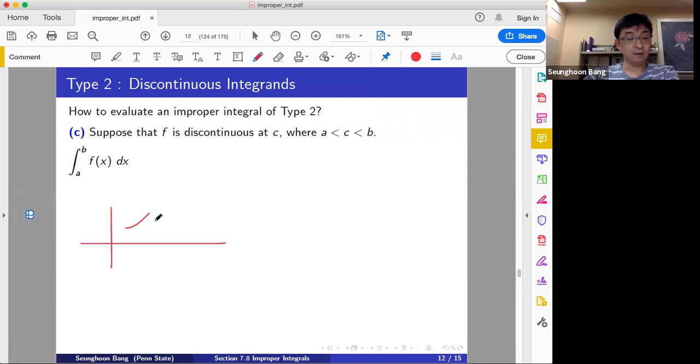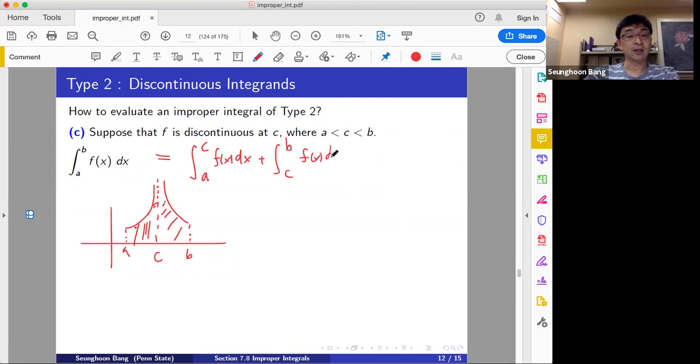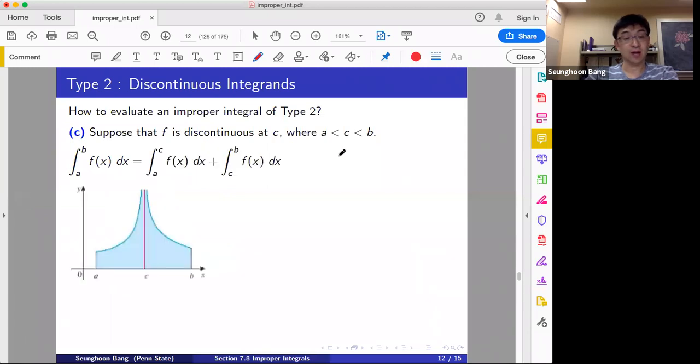We have one point c here where we have a discontinuity. It's like a, and like this, this is like b. You can find the area like this. How can you do that? You can split it into two improper integrals: the integral from a to c of f of x dx, plus the integral from c to b of f of x dx. That's it. This is the whole idea for solving this problem.